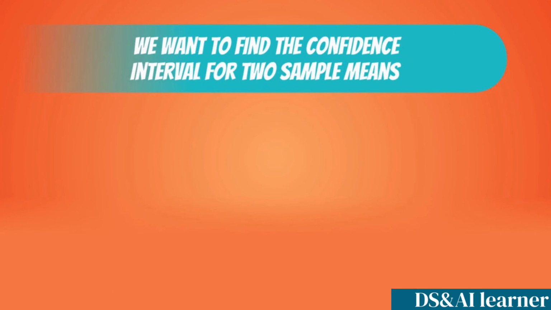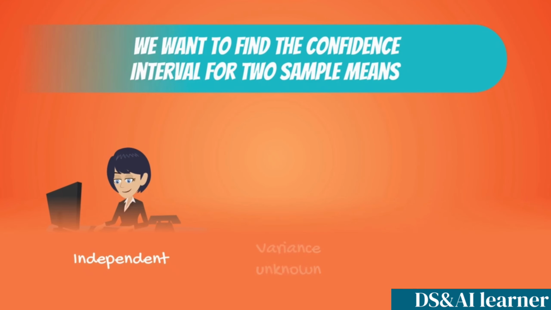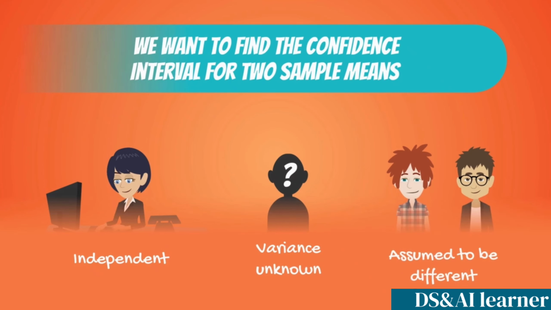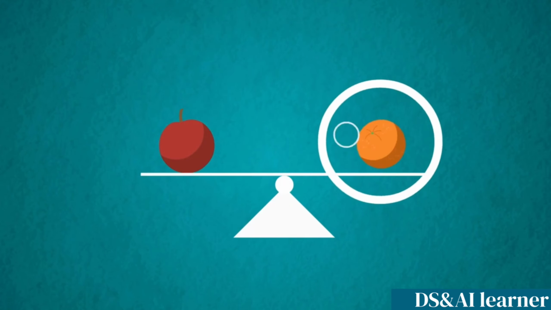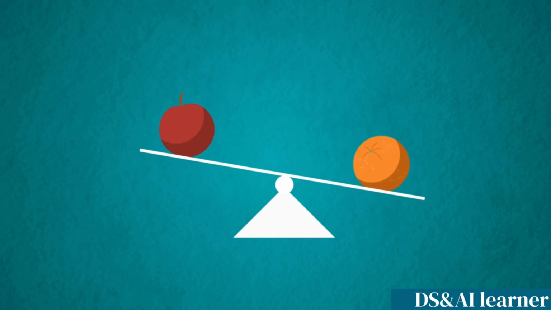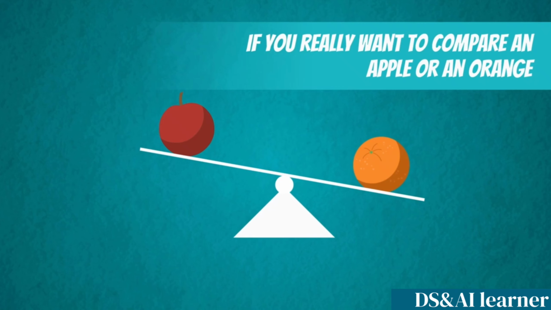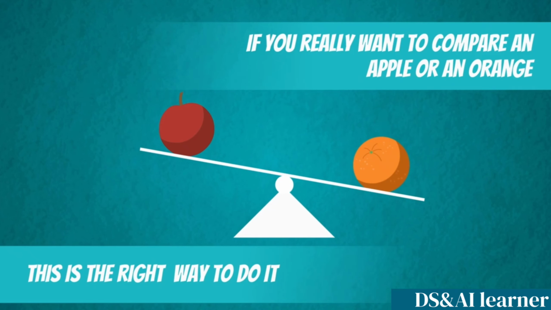Sometimes we want to find the confidence interval for two sample means when the samples are independent, with unknown variances, and the variances are assumed to be different. You can think about comparing apples and oranges. You've heard the expression, right? Well, in statistics, if you actually want to compare apples and oranges, this is the right way to do it.